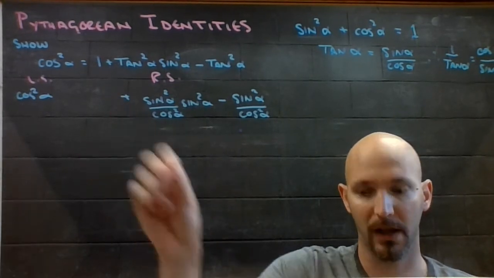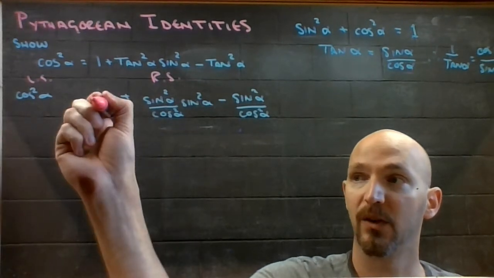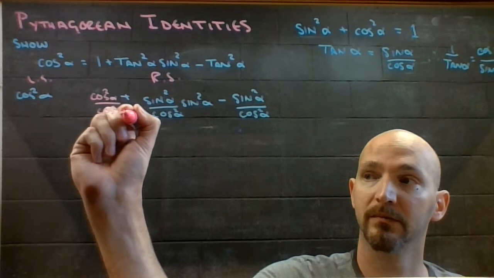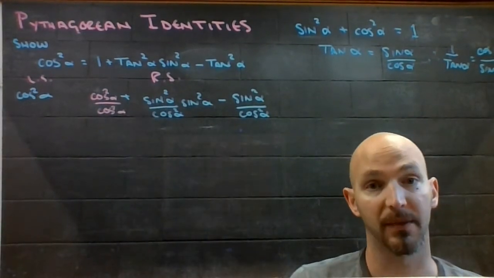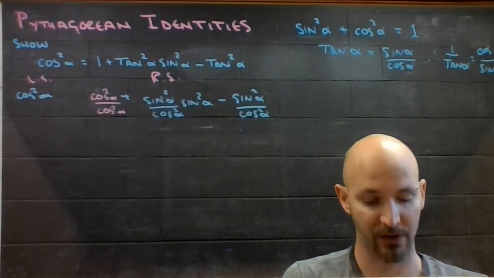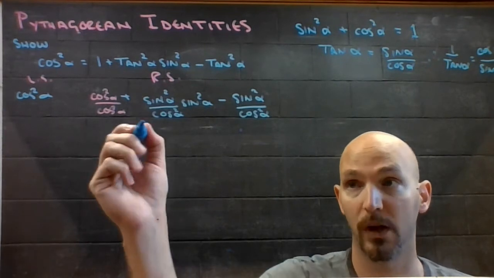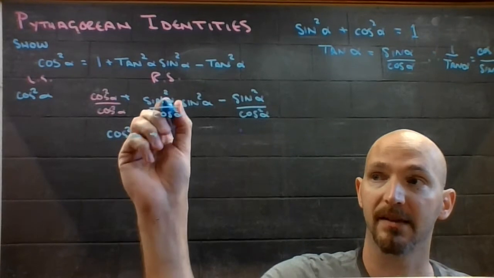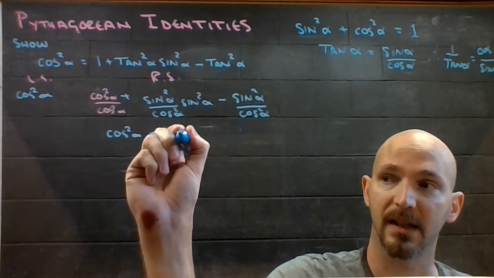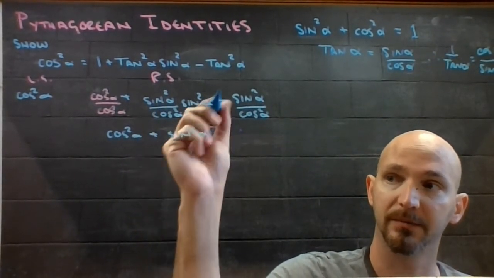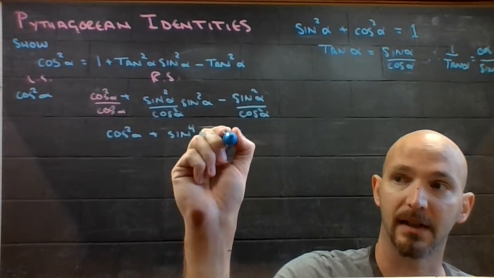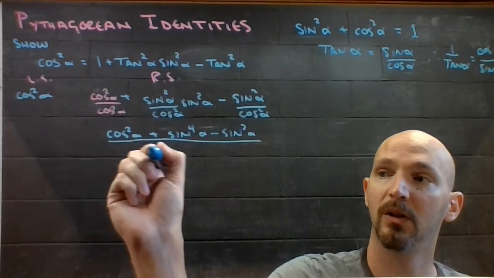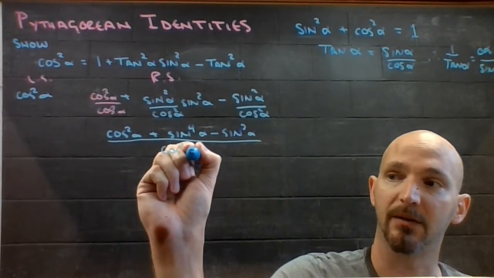If I wrote 1 as cos squared over cos squared, I've just accomplished a common denominator for all three of those fractions. So I'm going to combine them as one expression. That'll be cos squared alpha plus a sine squared times a sine squared, which is a sine to the power 4, minus sine squared alpha, all over cos squared alpha.